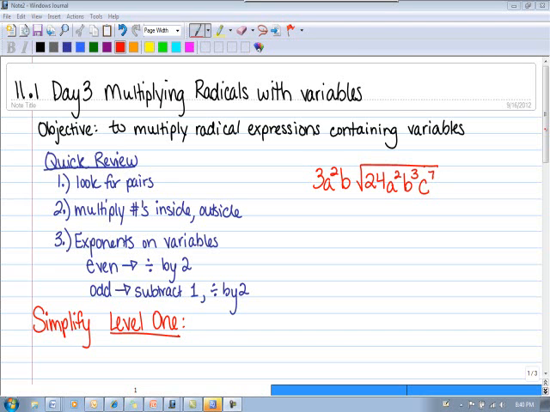Today's notes come from section 11.1. We're on day 3 of multiplying radicals with variables. So our objective is to multiply radical expressions containing variables.